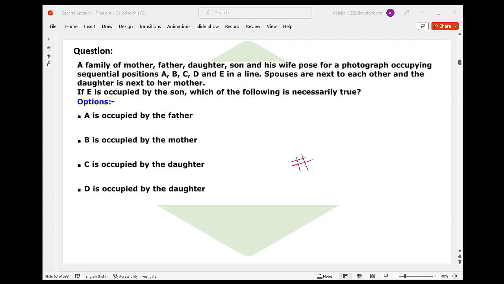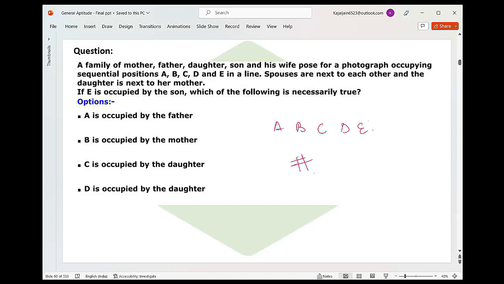Very good. The question says you have a family with a mother, father, daughter, son, and his wife. They are posing for a photograph in a sequential manner: A, B, C, D, and E. The spouses have to sit next to each other.